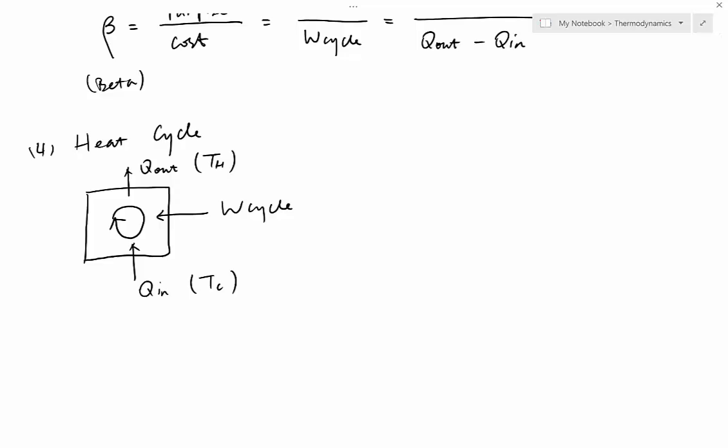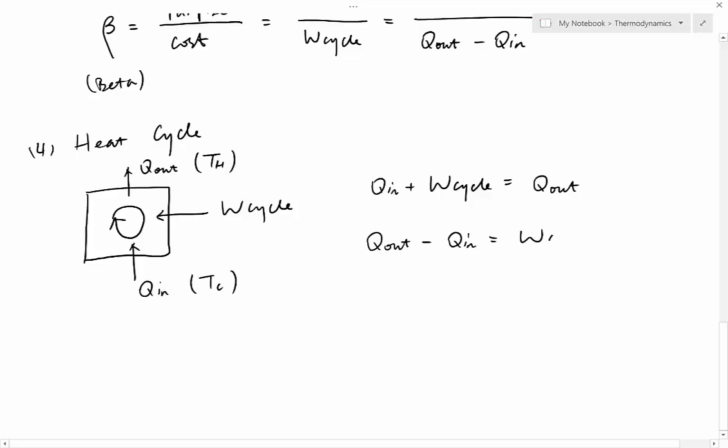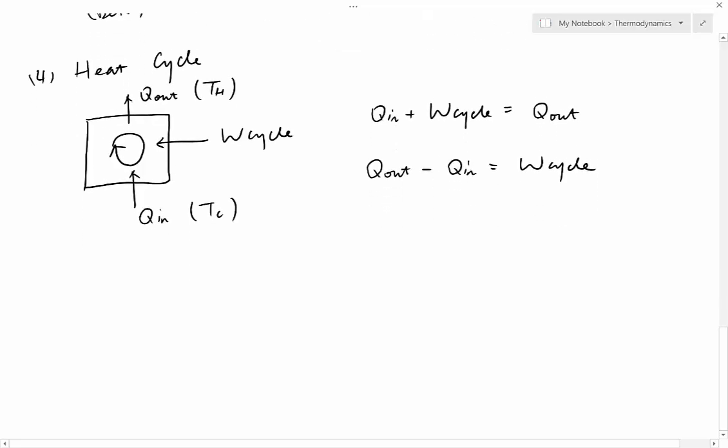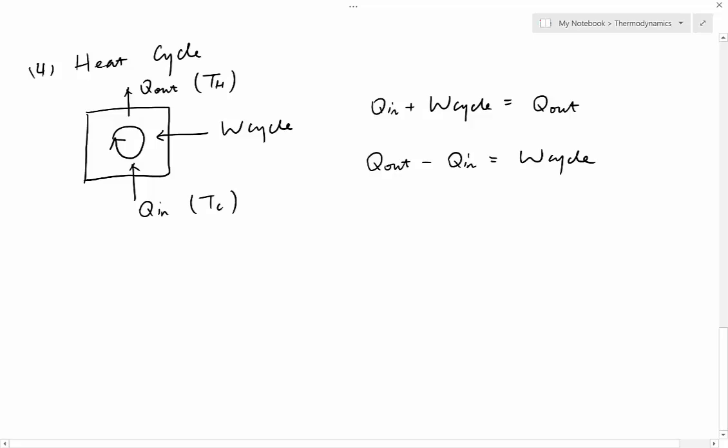All right, and then we can do the energy balance again. Total energy going in, which is Q in plus W cycle, must be balanced by total energy coming out, which is Q out. And then we can move things around. Q out minus Q in must be equal to W cycle. Okay, so that's energy balance for a heat cycle. The next thing we're going to repeat, we need to evaluate the performance of this heat cycle. Right? How good is the performance?